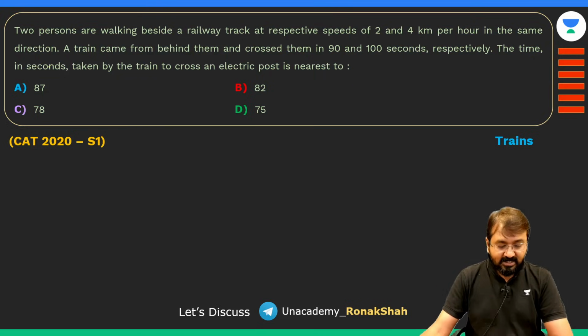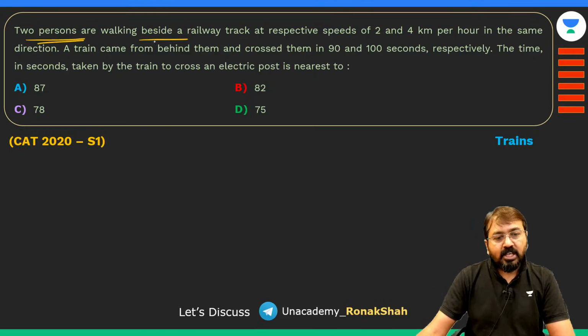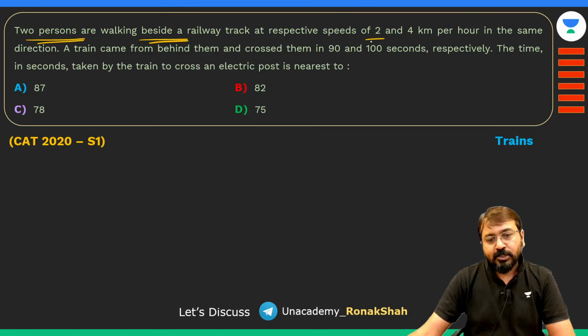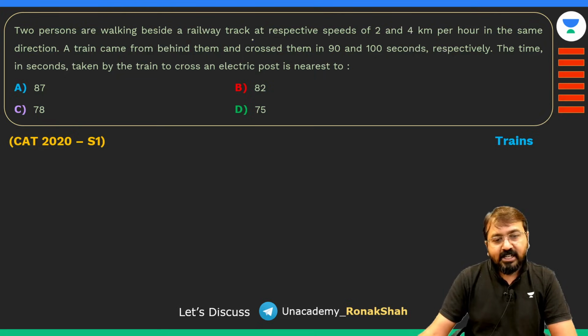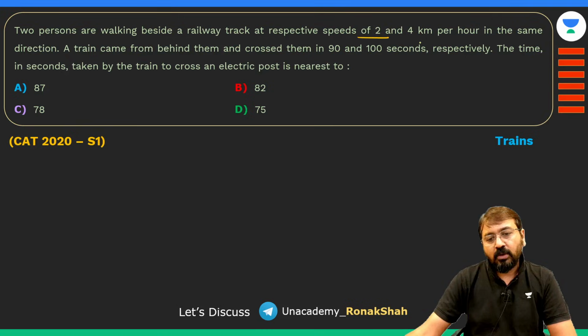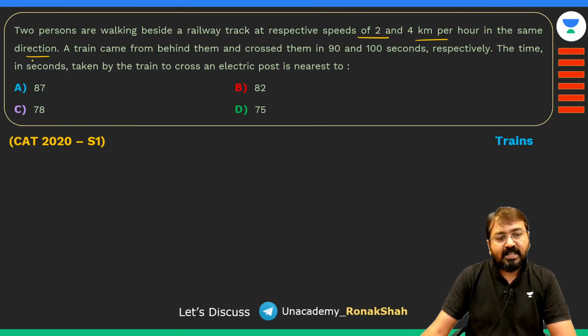Right. This is a nice question. Two persons are walking beside a railway track at respective speeds of 2 and 4 km per hour, and we will use a slightly different approach to solve this question. This is a very unique question. So two persons are walking beside a railway track at speeds of 2 and 4 km per hour in the same direction. A train came from behind.